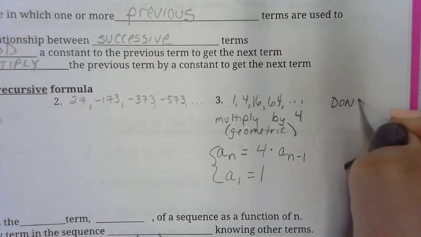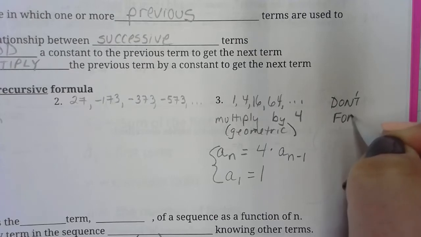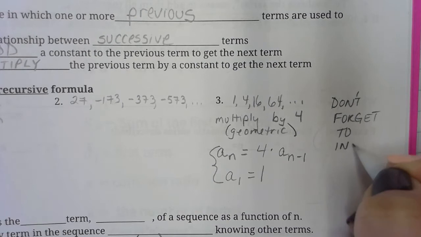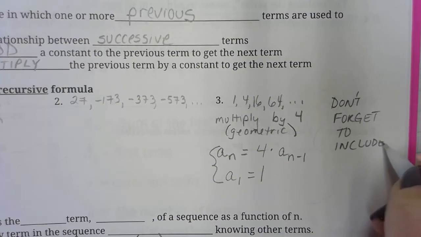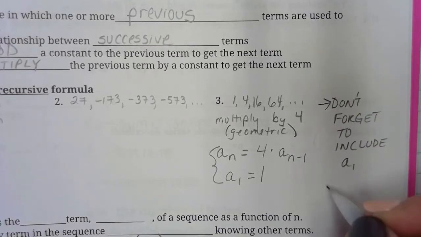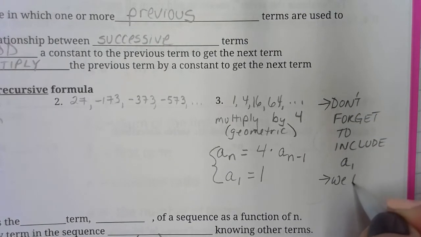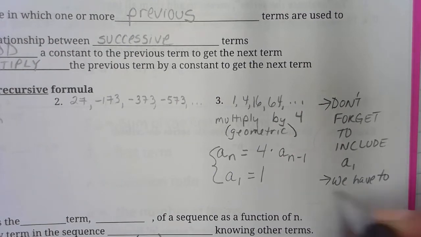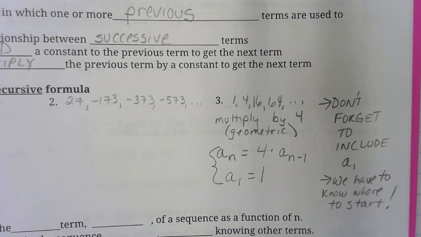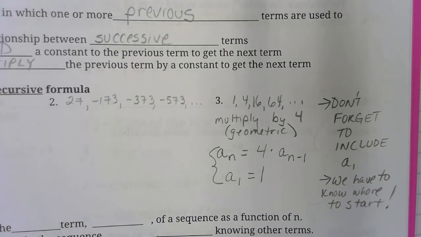So don't forget to include A1. We have to know where to start. So when you're doing recursive, you always want to include A1 so that we know where to start.